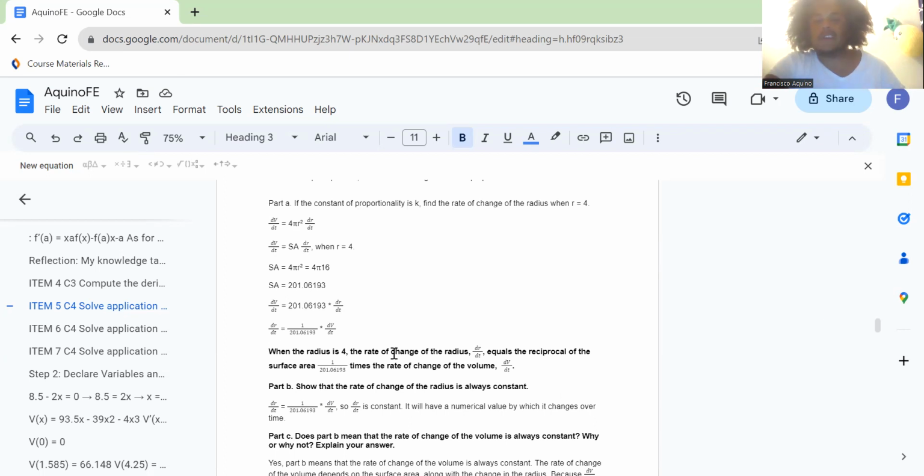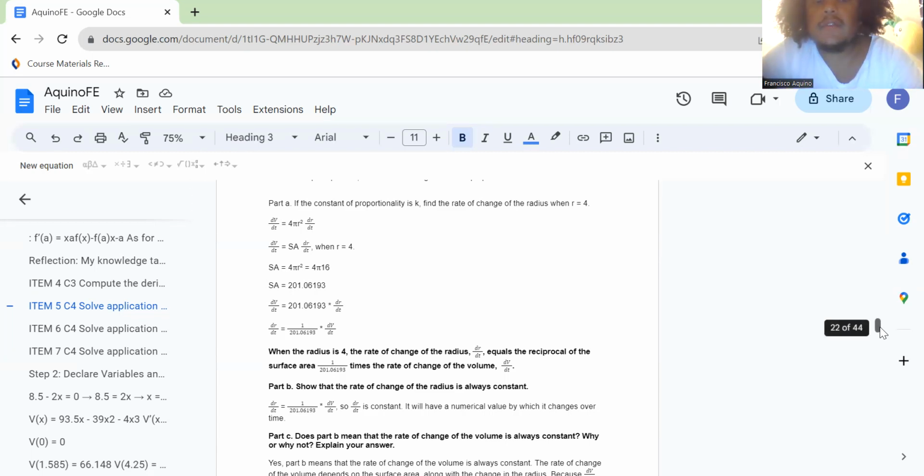So we couldn't exactly find a numerical value for the rate of change of the radius, but we know that it's a number of some sort if we were given dV/dt. But the greater idea is just to show that the rate of change of the volume and the rate of change of the radius are related.